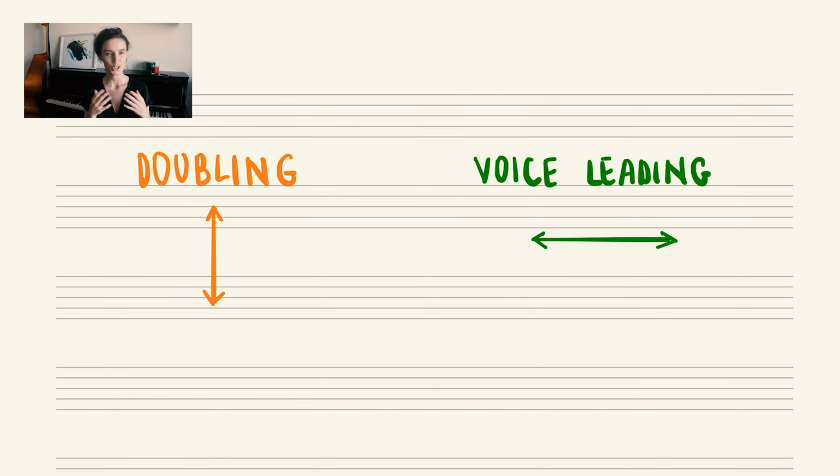So in part 2 of this lesson, you're going to learn 2 terms. The first term is doubling, and the second term is voice leading. As you know, the basic building block of tonal music is the triad, and the triad is made of 3 notes. But in the choir, you have 4 voices.